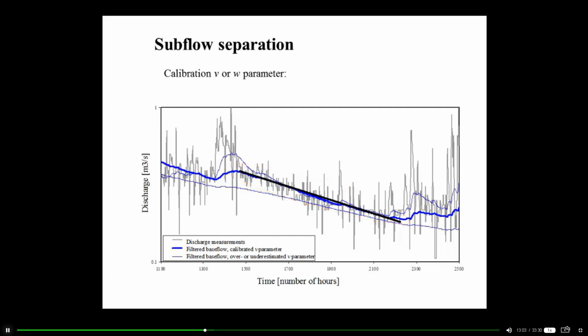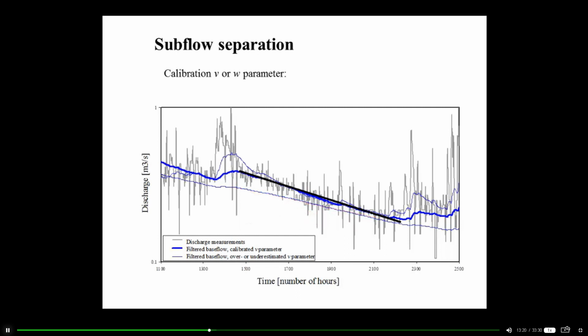Now, when the filter gives a base flow result that is too low, then the W parameter is too high, because the W parameter is indeed a fraction of the total flow that belongs to the quick flow. So if the base flow result is too low, it means that the W is too high.